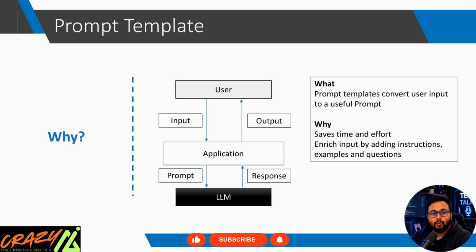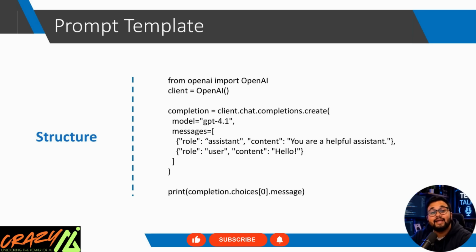Now let's look at how prompt templates are structured in practice. In many AI applications, prompts are organized into structured messages. Different message roles serve different purposes. The system message defines the AI's behavior and personality. User messages contain questions or instructions. The AI then generates responses based on the combined conversation history. This structured approach helps developers maintain consistency and control over AI behavior.